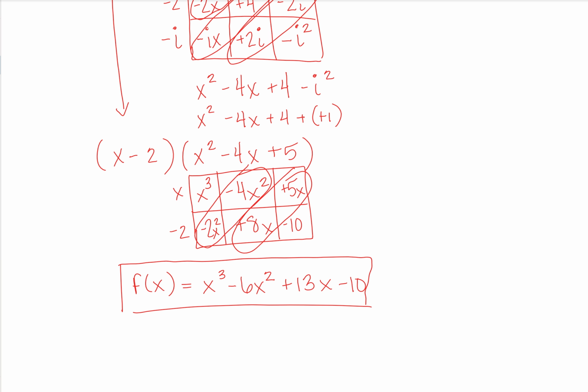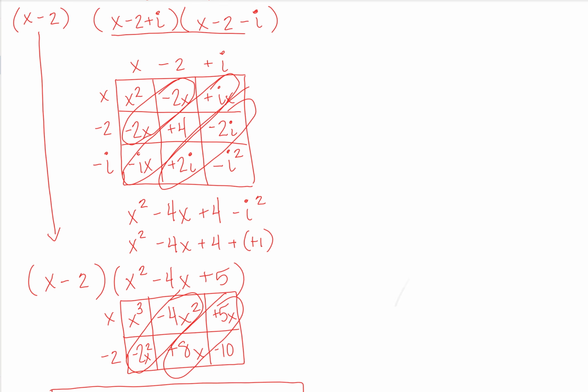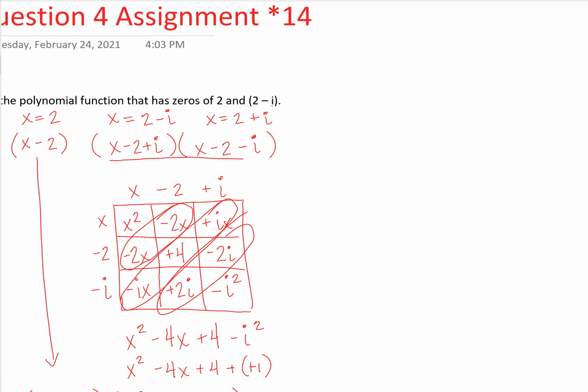Now, I consider this to be the long method. I prefer a method that works every single time, okay? And that is, I go back up here. I'm given my two zeros, okay? So again, I'm going to do it in a different color, sorry.